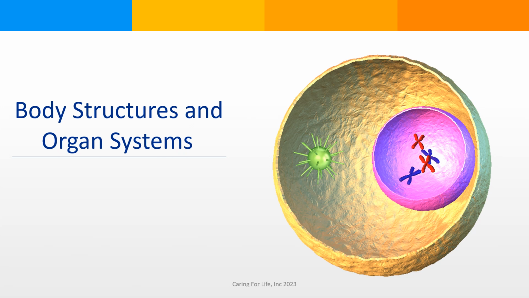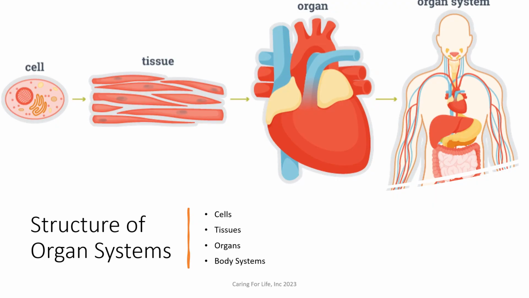Hello, so today we're going to review body structures and organ systems. Right? So when we're looking at the structure of the organ systems, we're going to start with the cell. Cells are the smallest living unit within the body. Okay, most cells and cellular structures are microscopic. That means you can't see them with the naked eye.